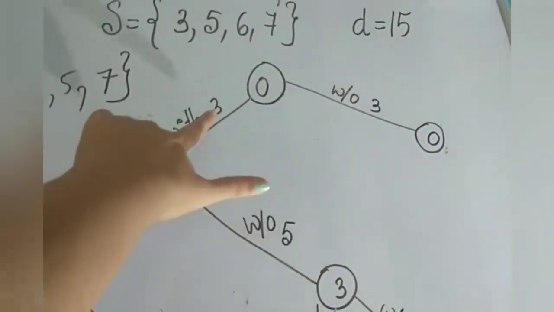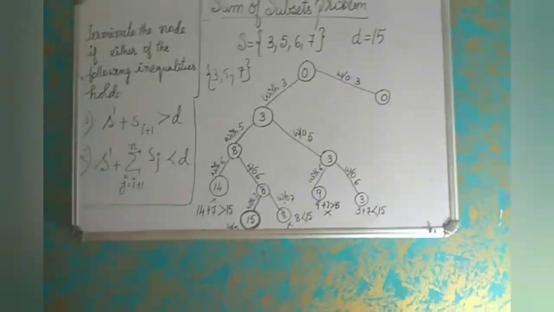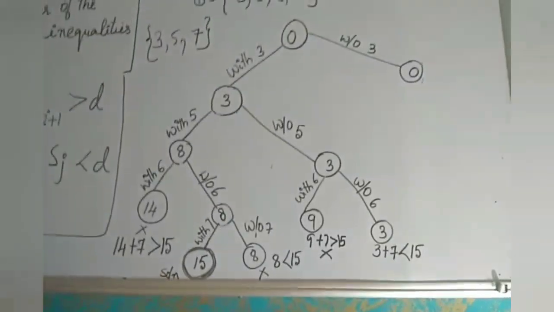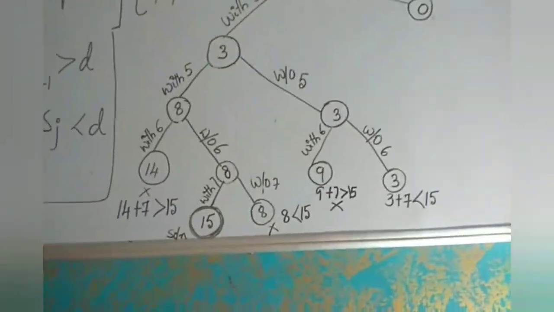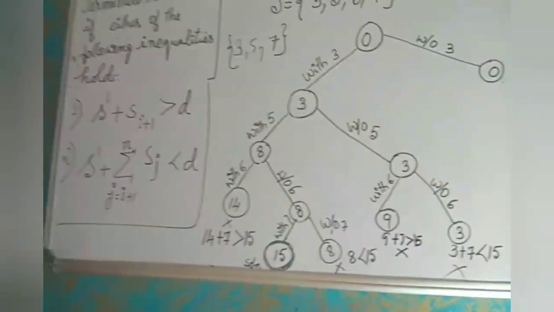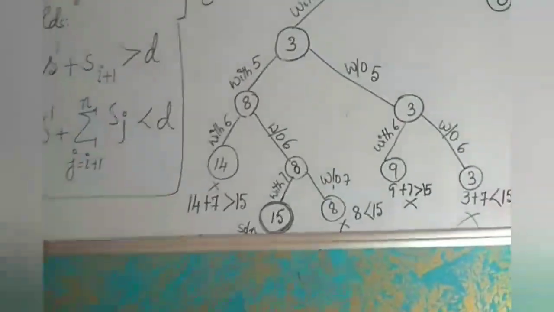Here 3 is considered, 5 is considered, 6 is considered, and 7. Scanning all the elements is done. So we got the sum which is equal to 10, which is less than 15. So you can stop here. Right, after that you cannot go. All of these are dead ends. You cannot continue. So again backtrack.